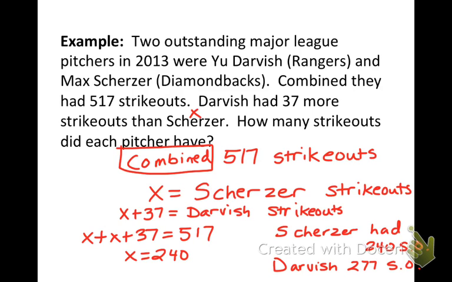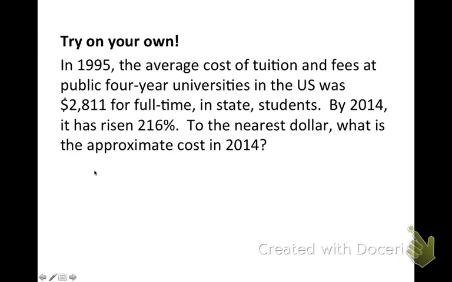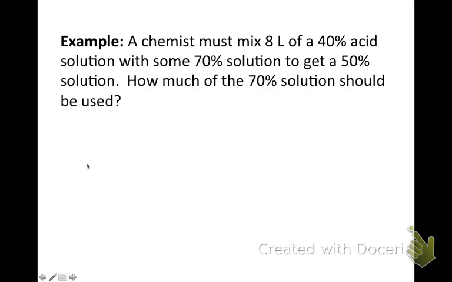Okay. All right, so those are pretty easy word problems. With the rectangle, the hardest part was just knowing that we had to do perimeter. This one, all it had was the word combined. Where they're going to get a little bit more challenging is when we do mixture problems. Let's do a mixture problem here. We have a chemist who must mix 8 liters of a 40% acid solution with some 70% solution to get a 50% solution.